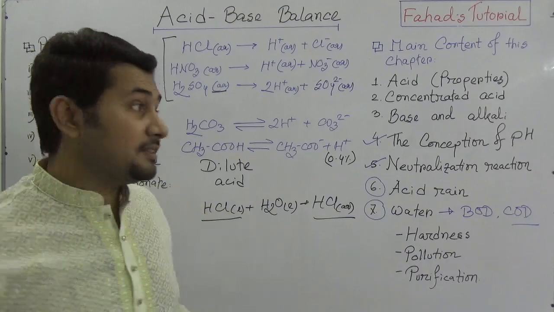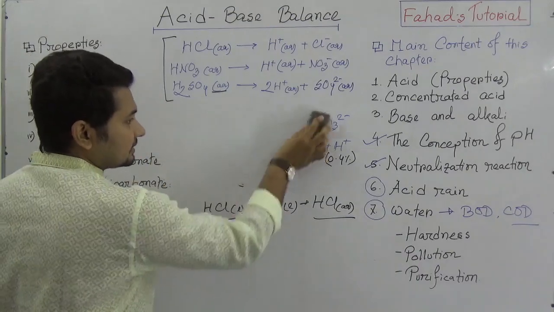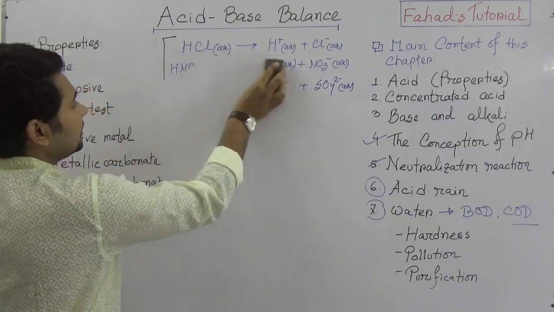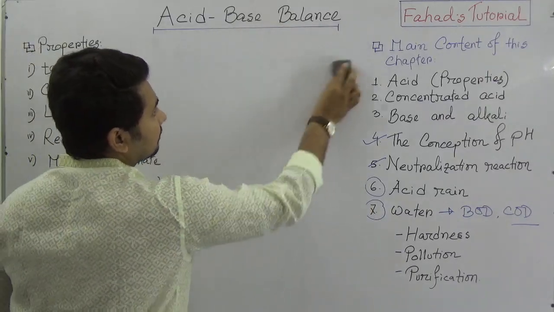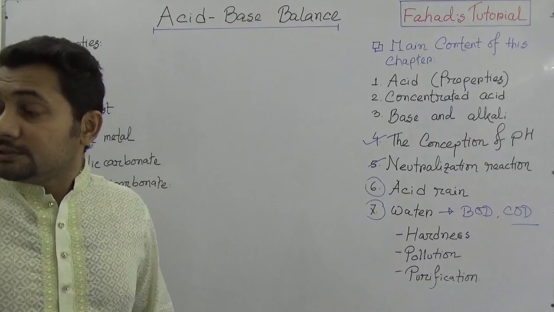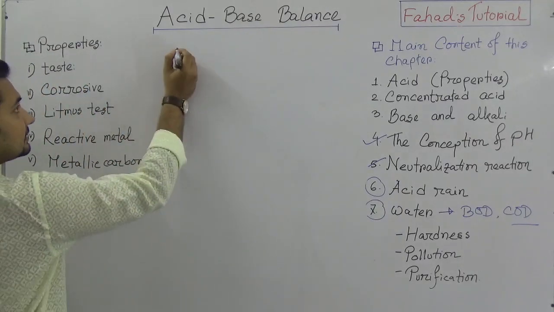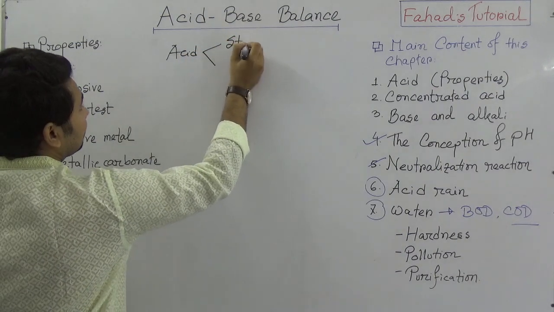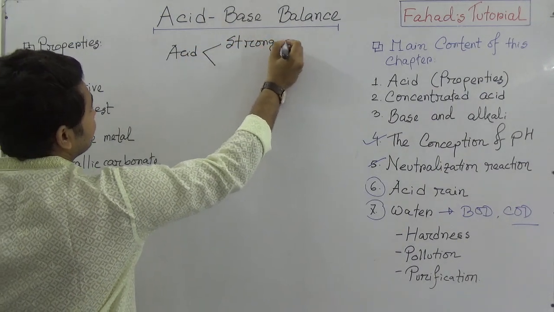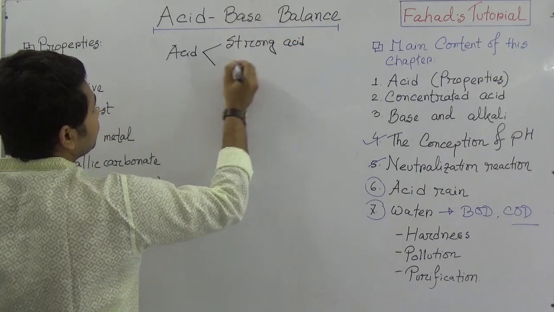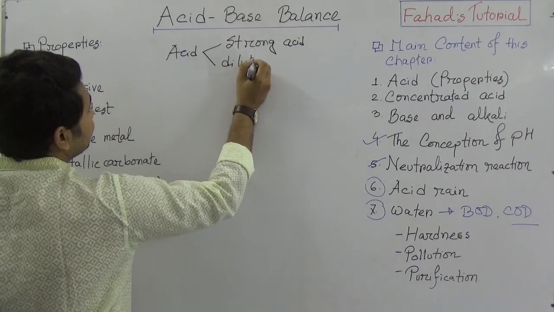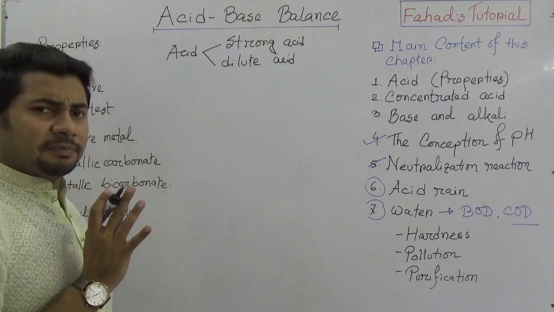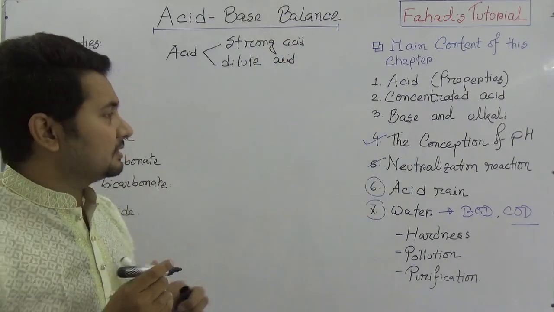What we studied here is actually given in your book, so you can get it from your textbook or your O-level book. So acid is of two types. Number one, strong acid, and dilute acid. Where the dissociation is 100%, it dissolves 100%.